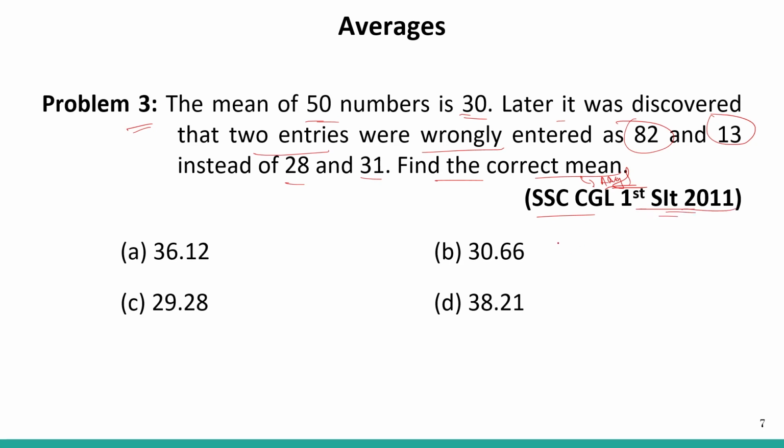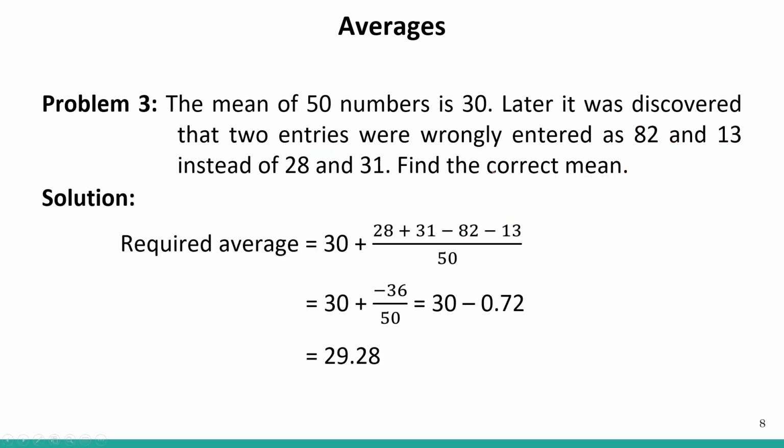So what we can do is find the cumulative sum when the entries were wrongly entered. It will be 50 into 30, which is equal to 1500. Because these numbers were wrongly entered, we can negate them, that is minus 82 minus 13, and enter the right terms, plus 28 plus 31. Then we divide by 50, and whatever we are left with is the actual new average. So let's go forward with the step-by-step solution.